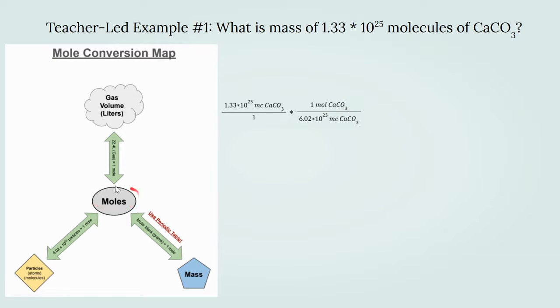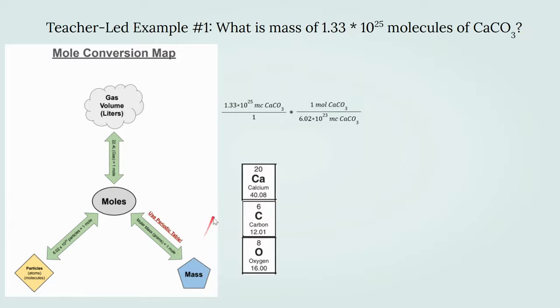But we don't want to stop at moles. We want to go from moles to mass. Now notice my conversion factor here, I have to use the molar mass of my compound. Now how do we get molar mass? Well, our map tells us we must use our periodic table.